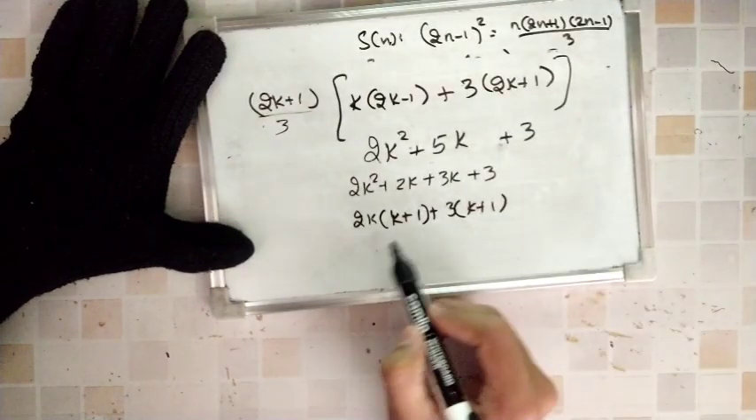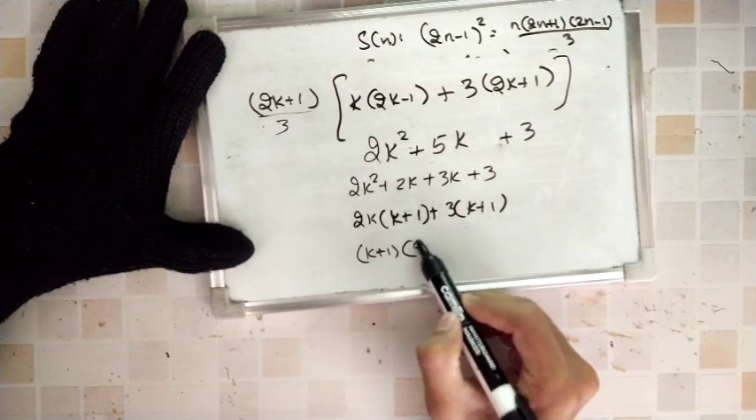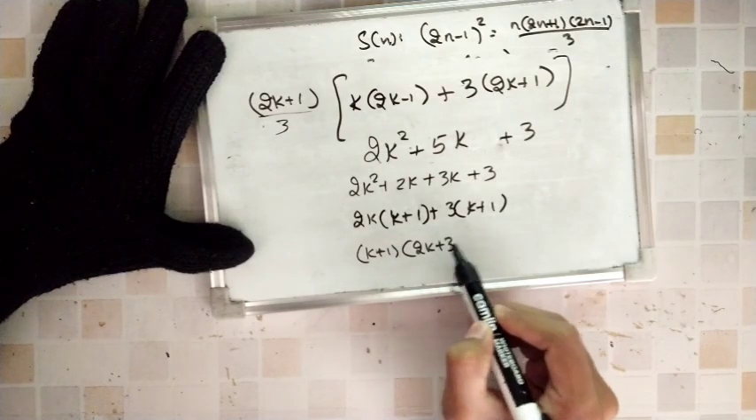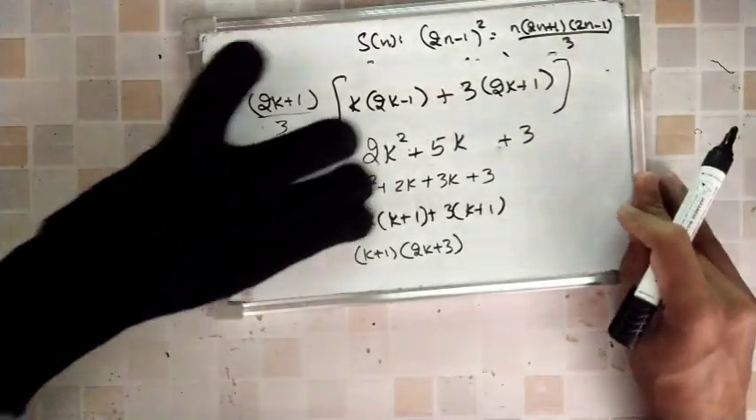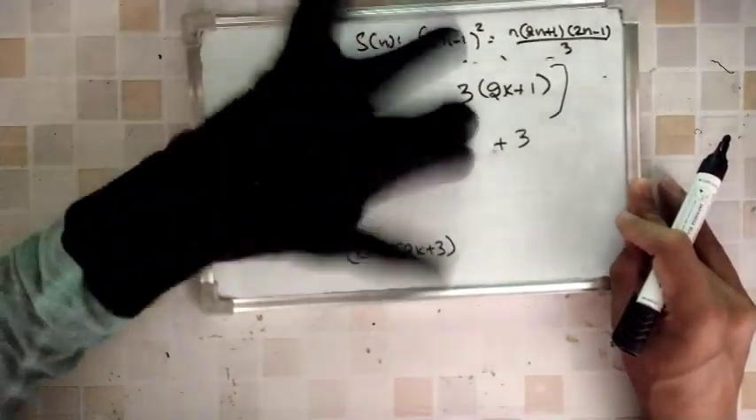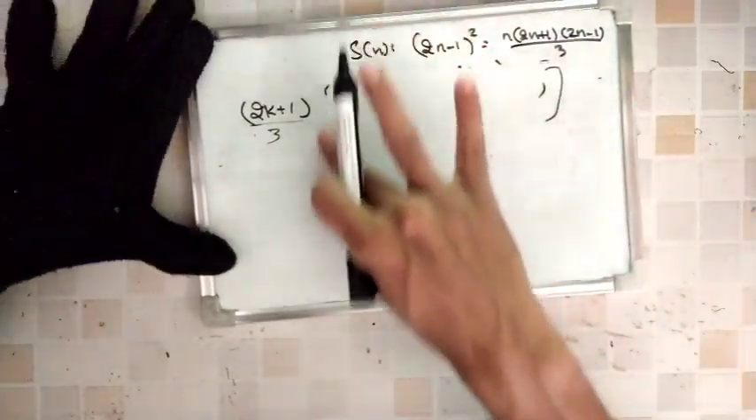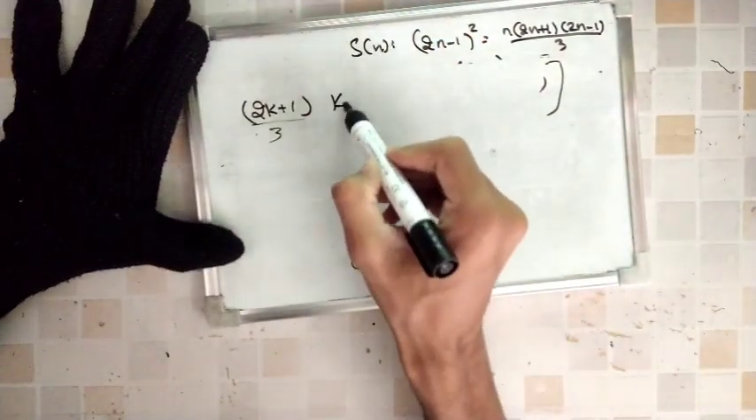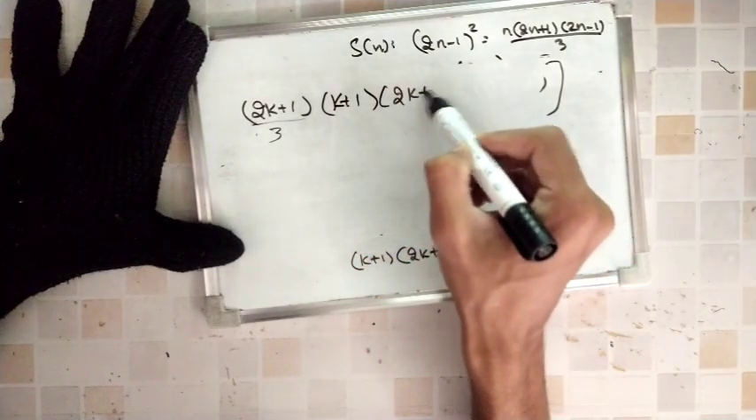Then what I will take? I will take k plus 1 first. I will write common terms. Then remaining is 2k plus 3. Now I simplified this whole thing into this. Let me just write this here. I don't have that much space, so I am writing like this. So what I will get here? k plus 1 into 2k plus 3.